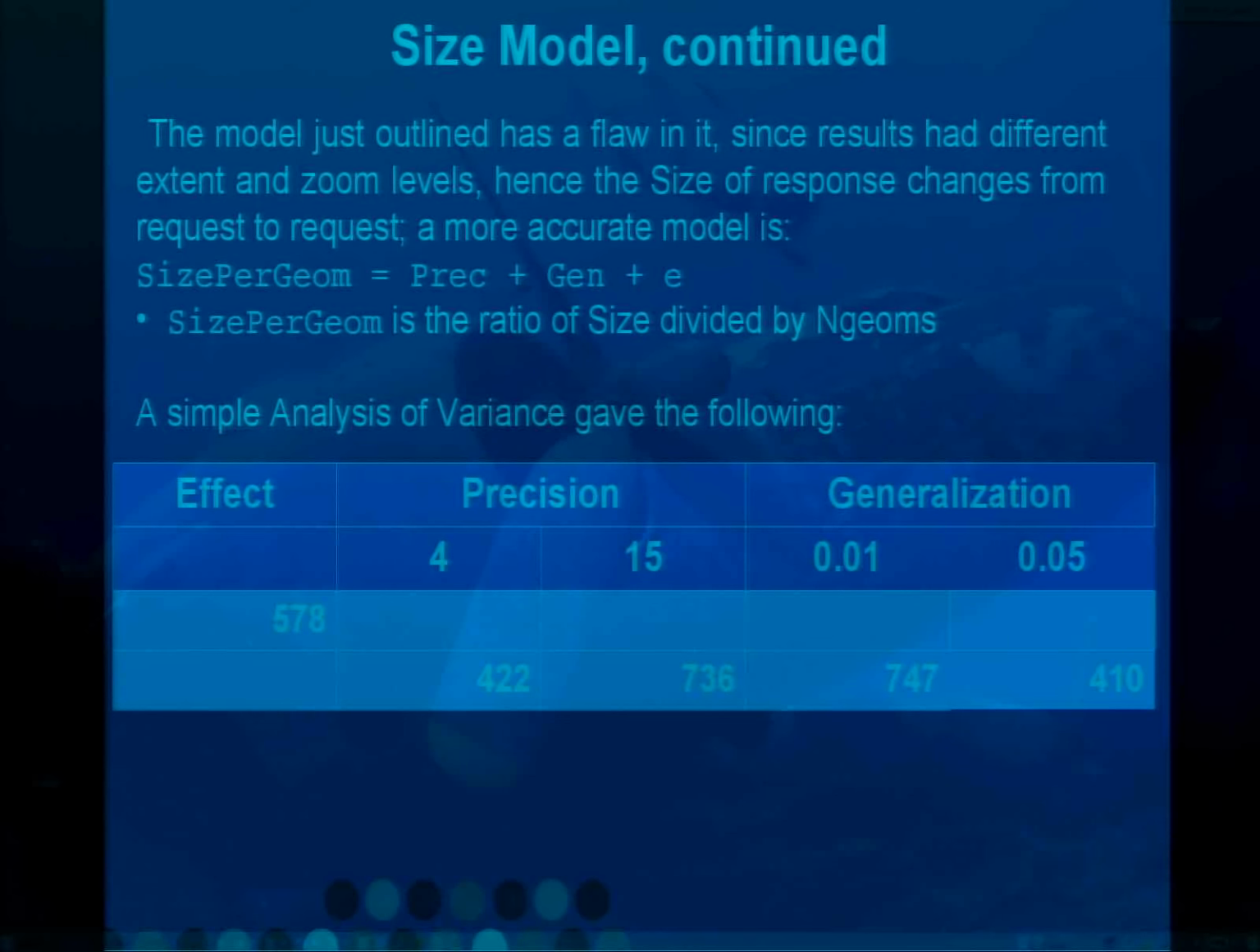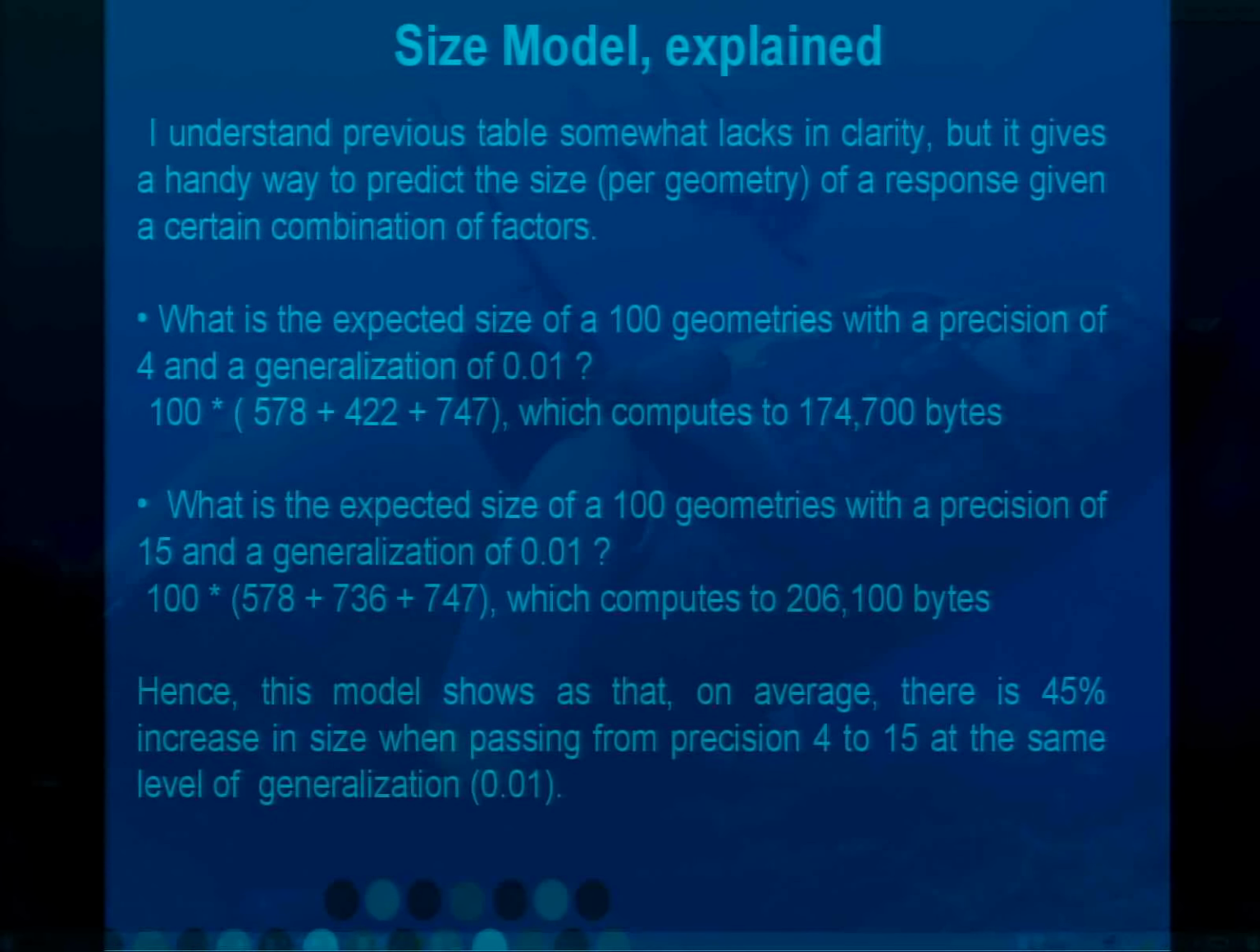So using the analysis of variance, what we got is this effect. This is the mean effect, and so this is an effect which is the same throughout all the combinations of factors. Then, if you have a precision of 4, you add 378 to 422. If you have a generalization of 001, then you add to 578, 422, this one. Okay, so basically you have 3 things to add in order to have the predicted value for that particular combination of factors, like this.